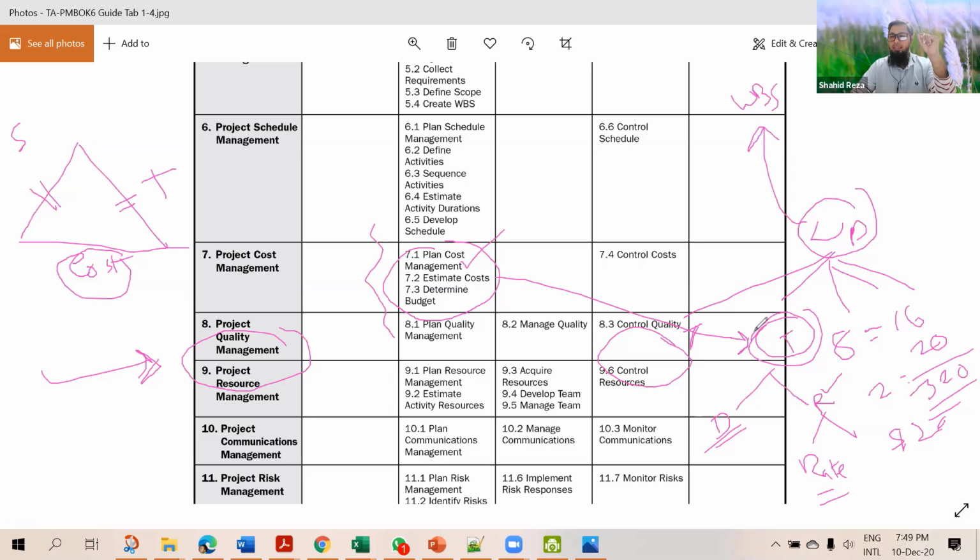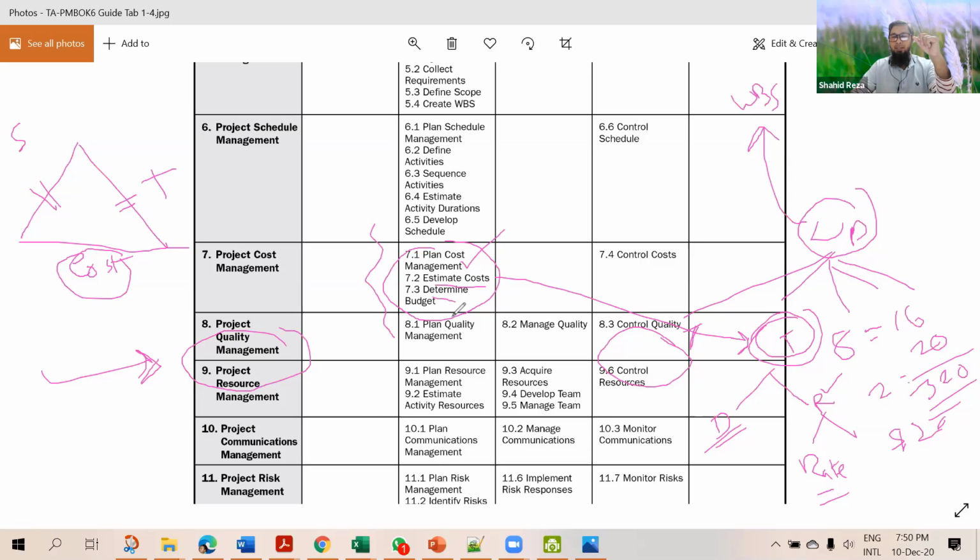Estimate cost means estimating cost for each and every task of the project. That means under one work package, all the tasks. And similarly, if there are 50 work packages in the project, then you have to identify all the tasks of all the work packages. So that is known as estimate cost.